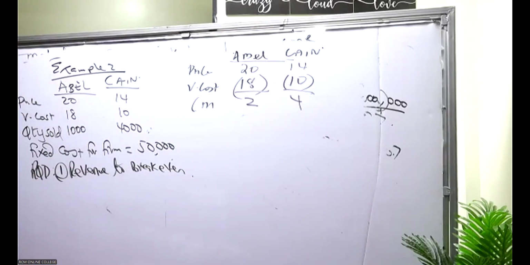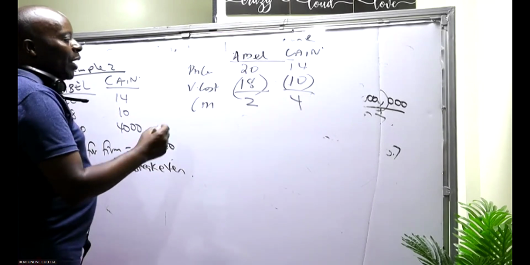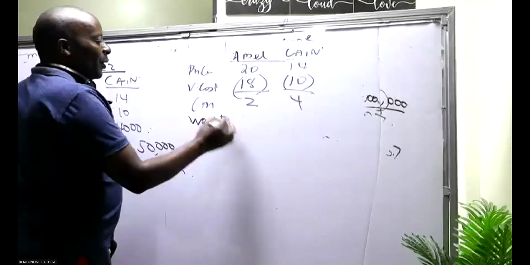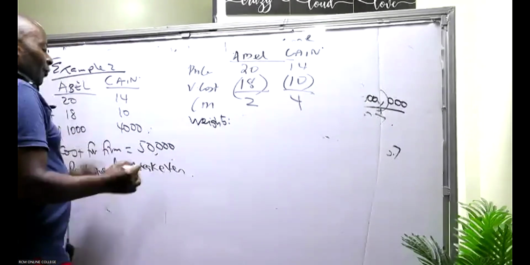All right. From there, if I'm the one doing this, I will get the weights from the sales quantities. So 1,000 and 4,000.